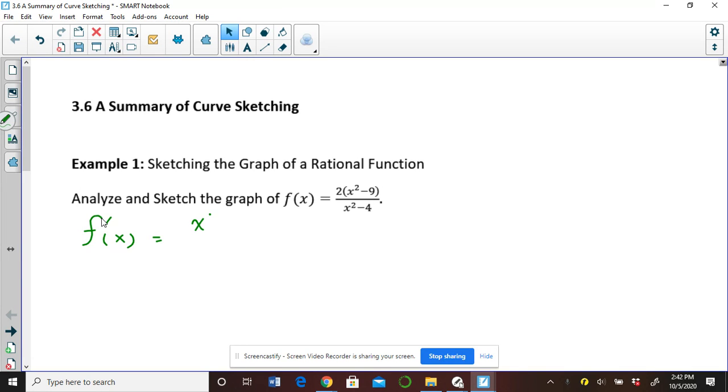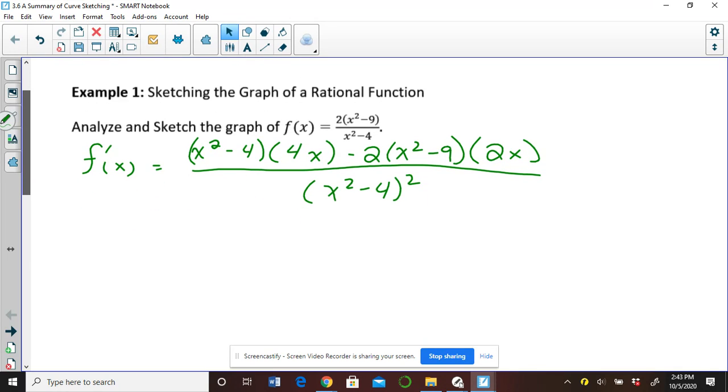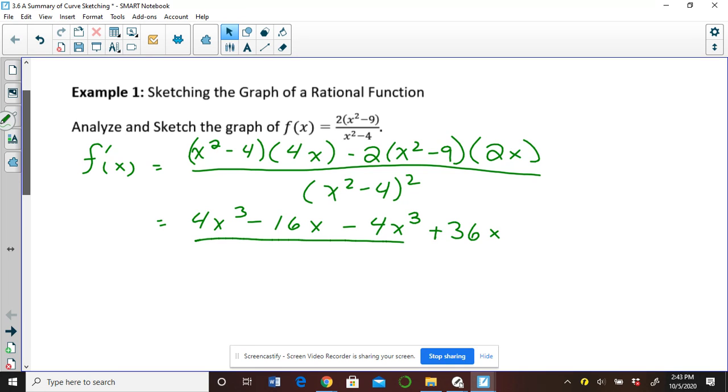So we have low times the derivative of the high, which would be 4x minus 2 times x squared minus 9 times the derivative of our denominator, all over x squared minus 4 squared. So now we need to combine what we know. So we have 4x times x squared minus 4, so that's 4x cubed minus 16x minus, so we're distributing 4x throughout, so that's 4x cubed plus 36x, all over x squared minus 4 squared.